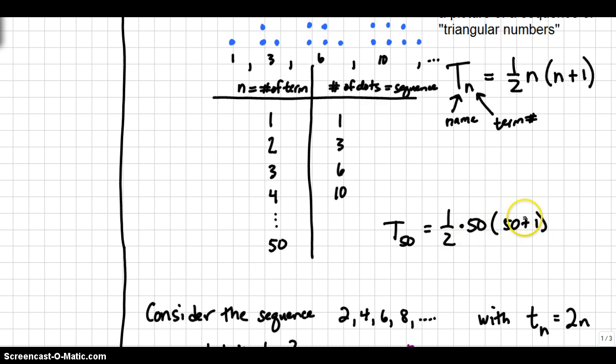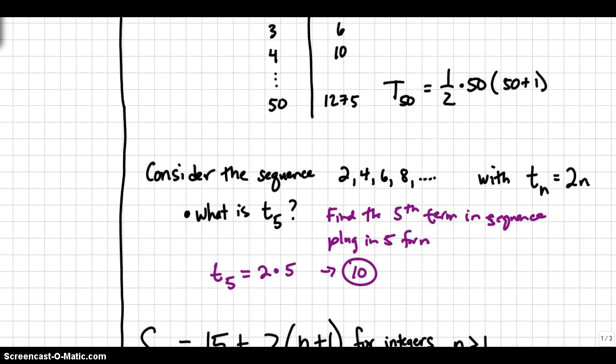We know that 50 plus 1 should be where we would start because of the parentheses, so we get 51 there. And then we already know that half of 50 is going to be 25. So we can simply type in 25 times 51, and we'd be able to get the number in the sequence that is the 50th triangular number, which would be 1275. So I should have had you look at that before we looked at our first example.